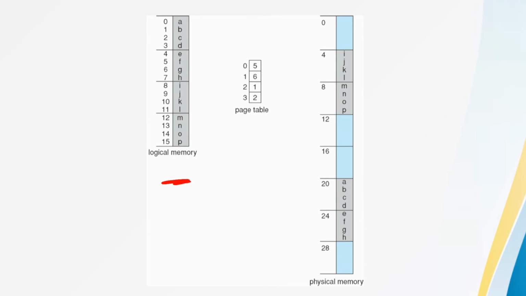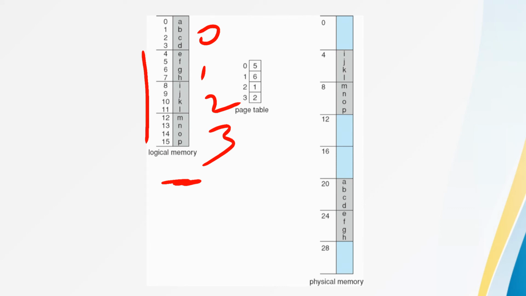Here the logical memory uses 16 bits, that is 0 to 15. Each page is segmented into 4 bits. 0, 1, 2, 3 is the first page, 4, 5, 6, 7 is the second page, 8, 9, 10, 11 is the third, and 12, 13, 14, 15 is the fourth page. Let us assume that.